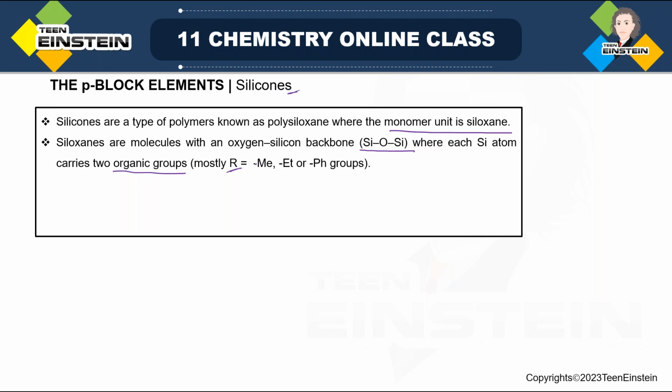So when we have this type of monomer, the Si-O-Si linkage is there, and Si is also attached to 2 R groups, that is, organic groups. Then this is the monomer unit, and when this type of monomer unit is connected to each other, we get the polymer, and that we call silicones. So remember that the monomer unit is siloxane.